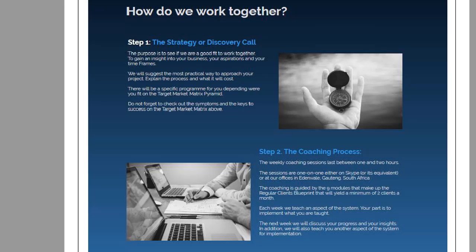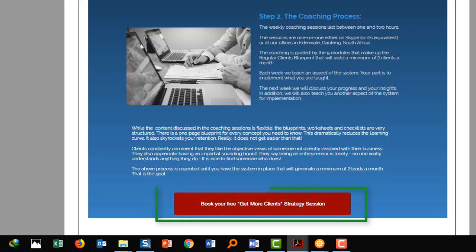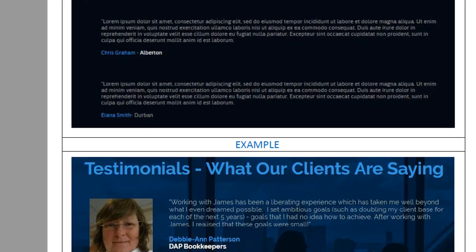So again, I'm basically selling results in advance. And what am I doing? I'm trying to sell the click, right? I'm trying to get them to click the big red button at the bottom there, which says book your free Get More Clients strategy session, because I know that I can't sell them anything until I get a chance to speak to them face to face. So this is basically getting them to the next step, and this is as close as I can get them before I actually sell them something. So that kind of concludes the section on getting them to buy our products and services.